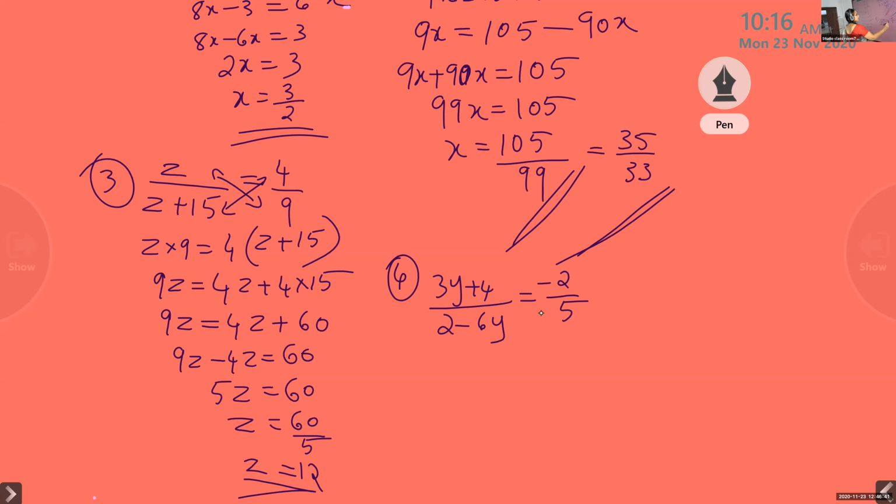Cross multiplying, we will get 5 into 3y plus 4 equal to negative 2 into 2 minus 6y.